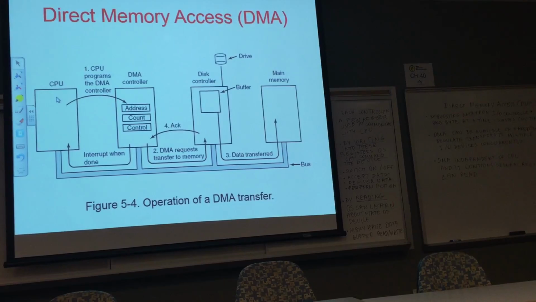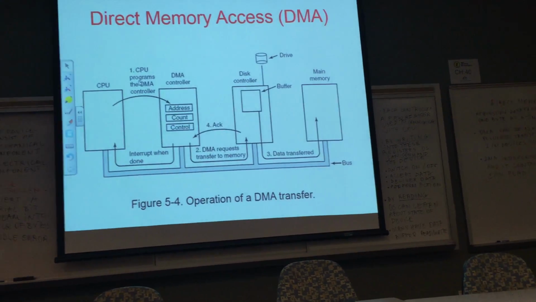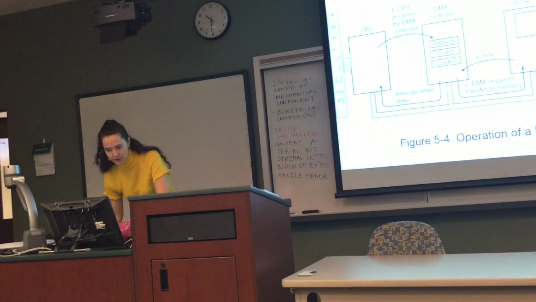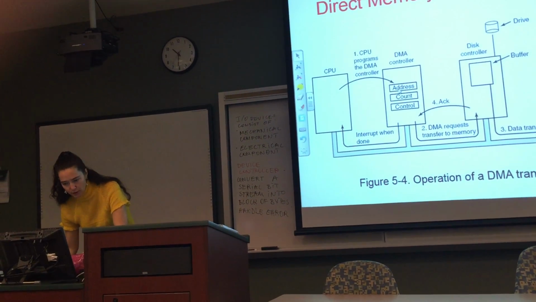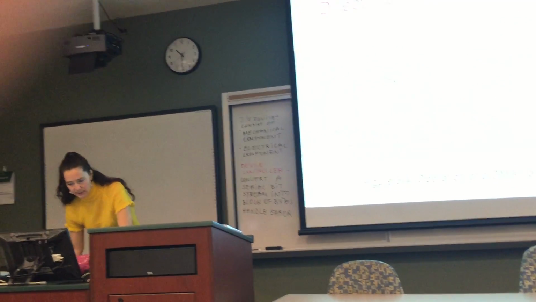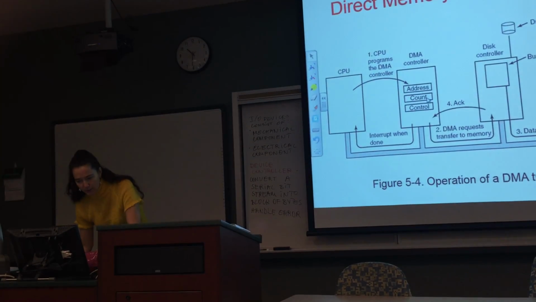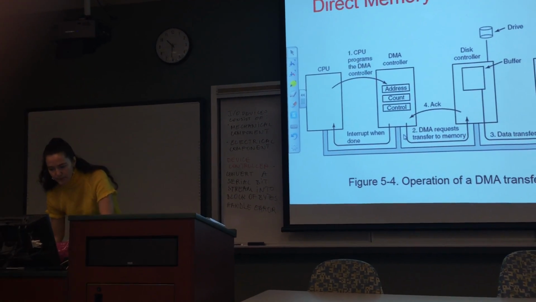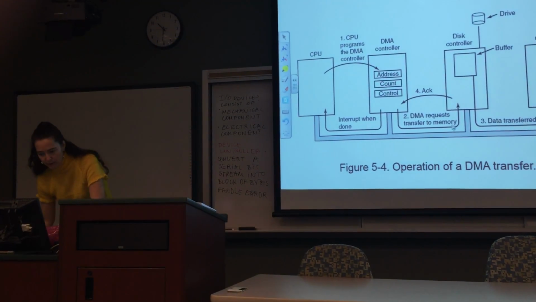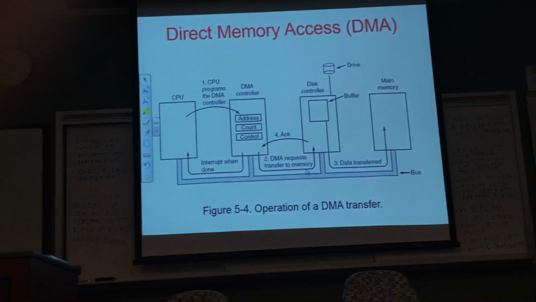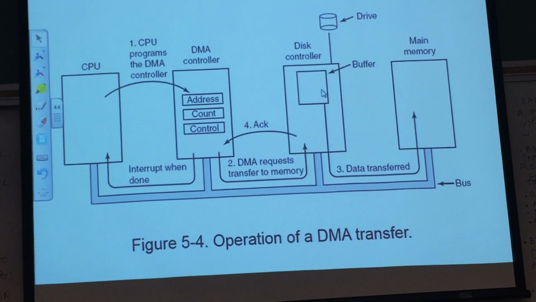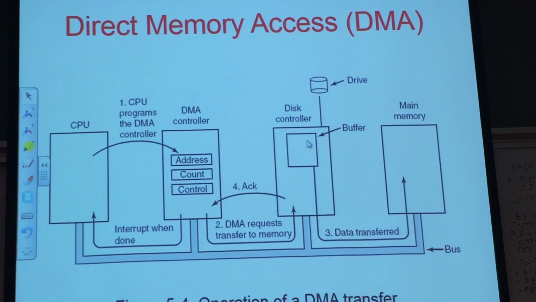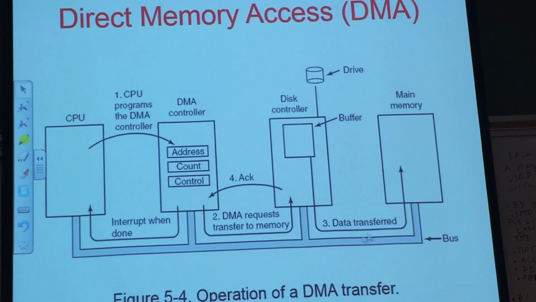So the CPU is doing some processing. We have to access an I/O device. So we would access the direct memory access controller. It will give you the address and the control or commands that it needs to issue. It would transfer the request to memory and access the external device.